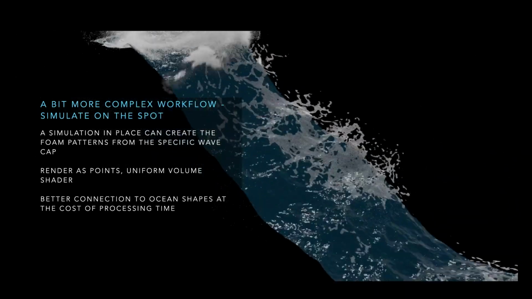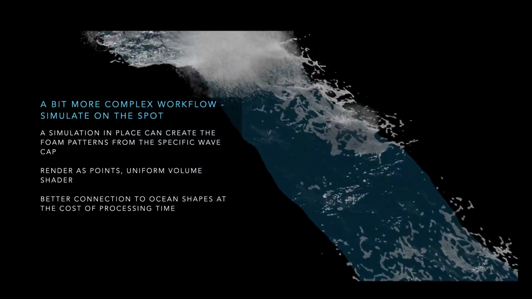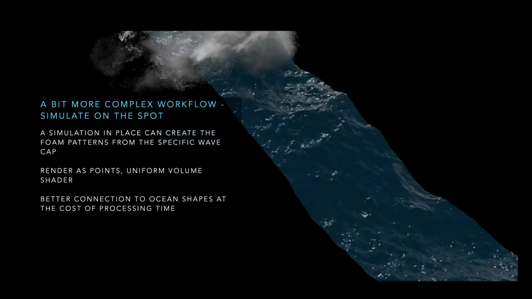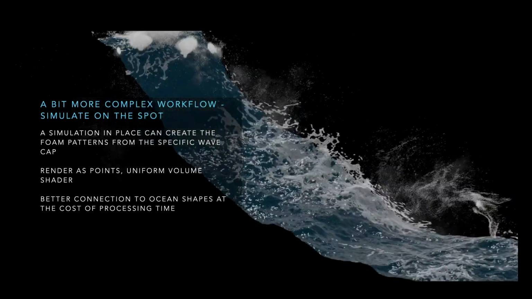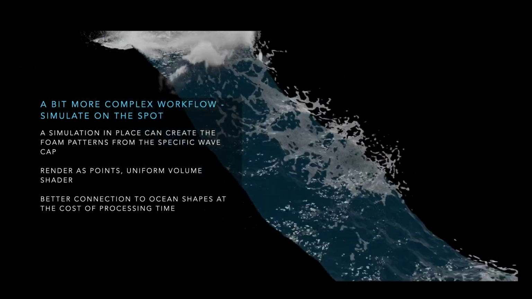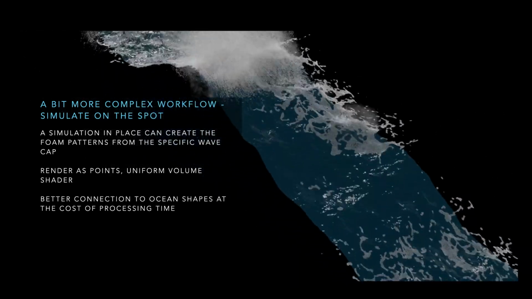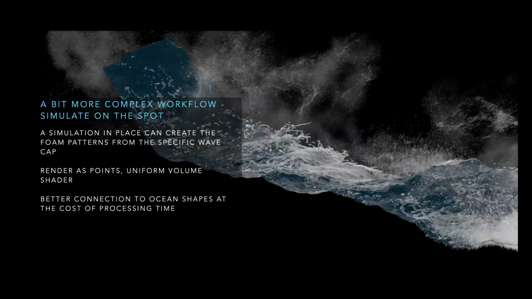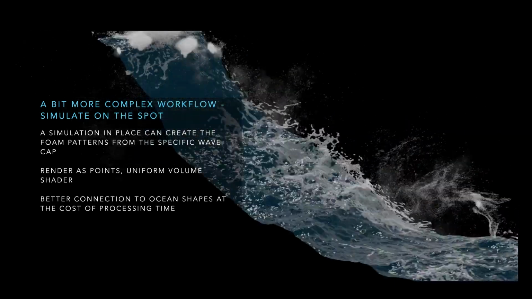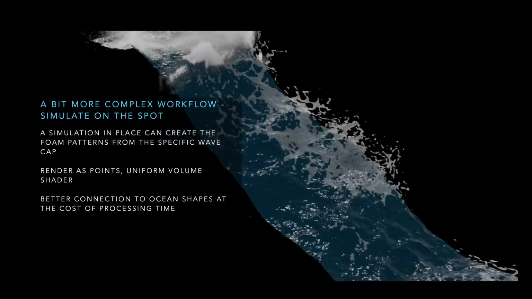So this a little bit more sophisticated thing is this workflow. Here we have a simulation which is in place, which means a particular piece of the ocean has a simulation assigned to it, and points get sourced from the crest of the waves. A bunch of different elements get simulated. You can see that there is a smoky, misty element.